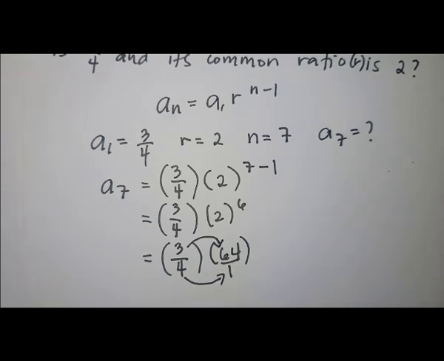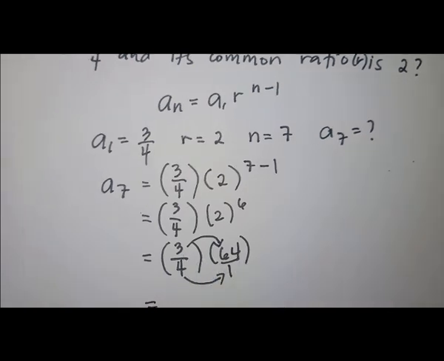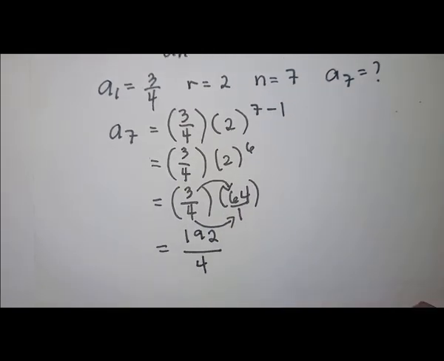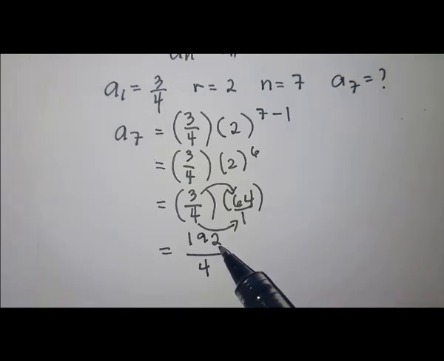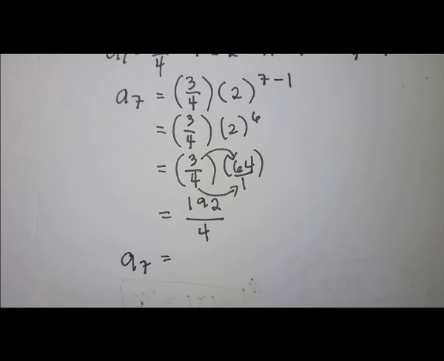Numerator to numerator and denominator to denominator. So, magkakaroon tayo ng 3 times 64. Okay, so 3 times 64, meron tayong 192. And yung 4 times 1 natin, syempre, 4. So ngayon, let us try to divide 192 divide 4. What will be the 7th term of geometric sequence? Okay, so pag dinivide natin yung 192 divide by 4, the 7th term of geometric sequence is 48.